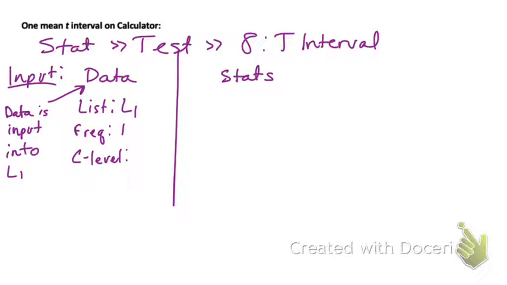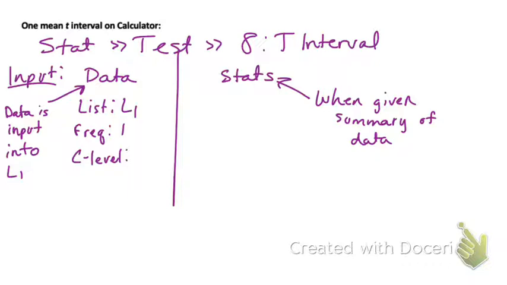All right, everybody go over to stats and hit enter so that it will select stats. This is the option you're going to use if the problem gives you all of the summary statistics. So this is when given summary of data. And in the problem, it would tell you all of the information that your calculator is asking for. It's going to tell you X bar, S sub X, N, and the C level. And so you just basically transfer that from the problem into the calculator and hit calculate, and it'll give you the interval.